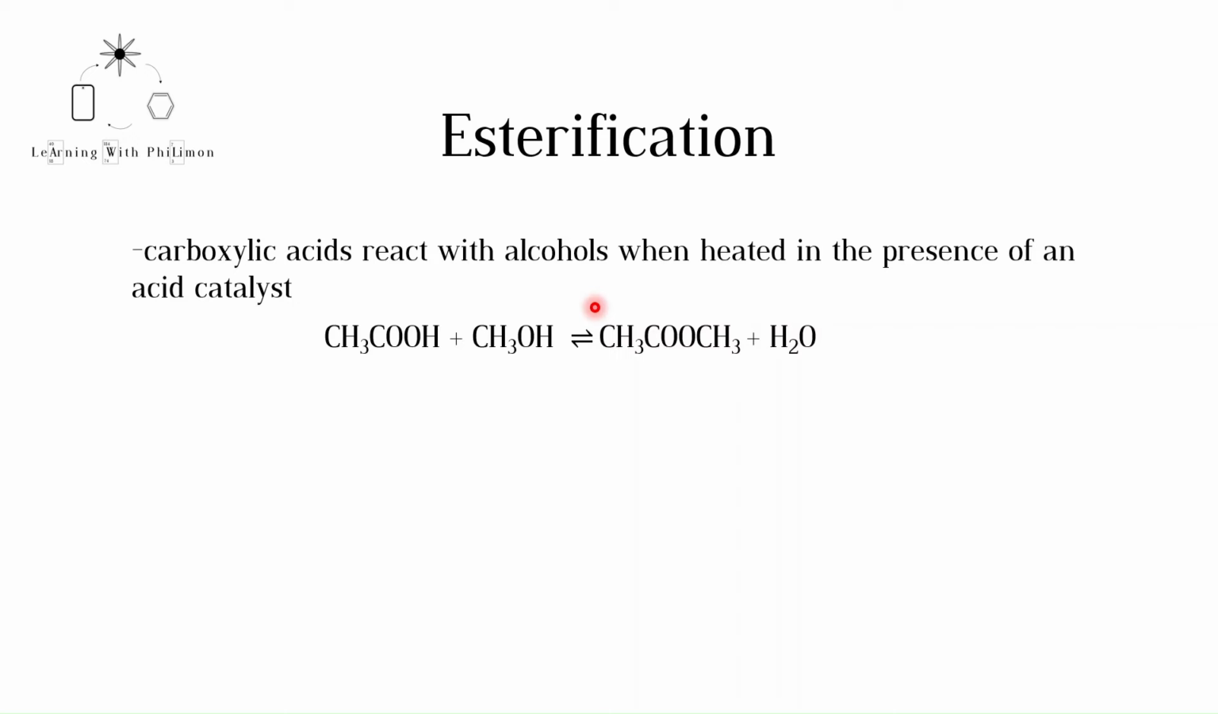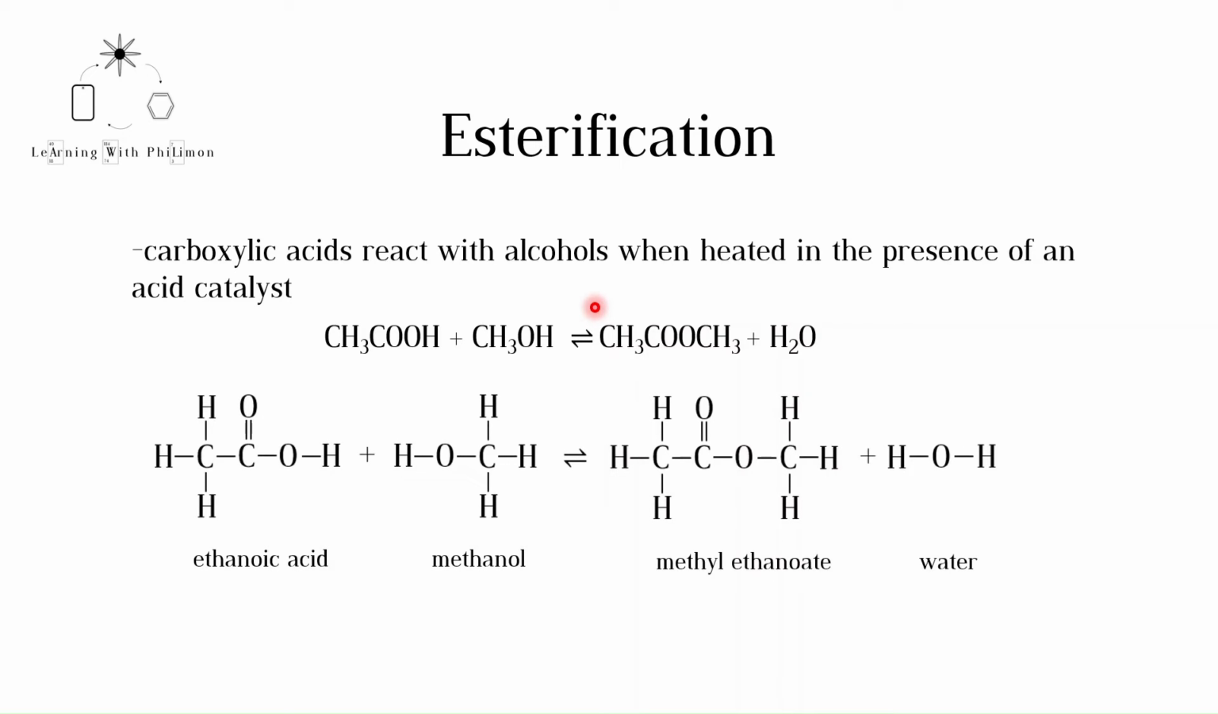As can be seen in the structural formulae below, the methanol is added to the ethanoic acid. In the process, an OH group from the ethanoic acid and a hydrogen from the alcohol are lost. The OH and the H groups form water.